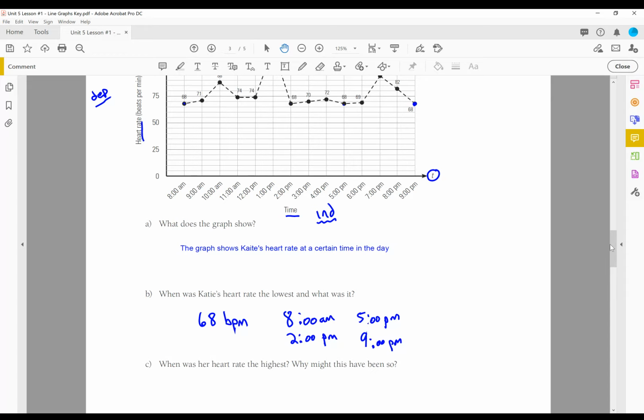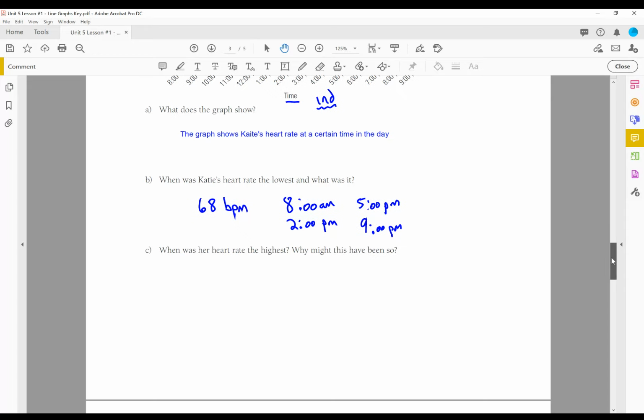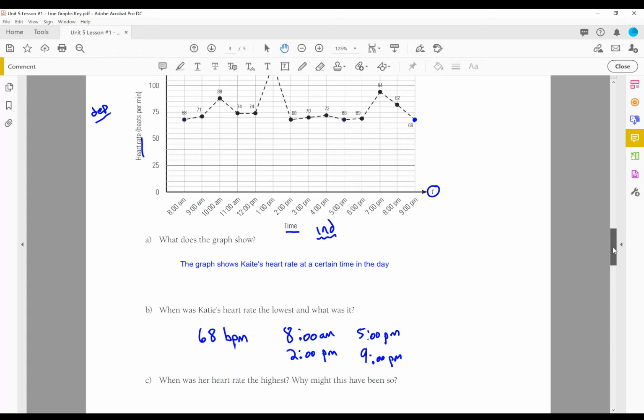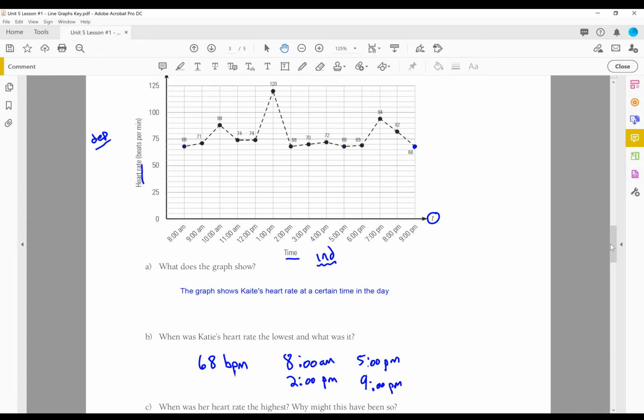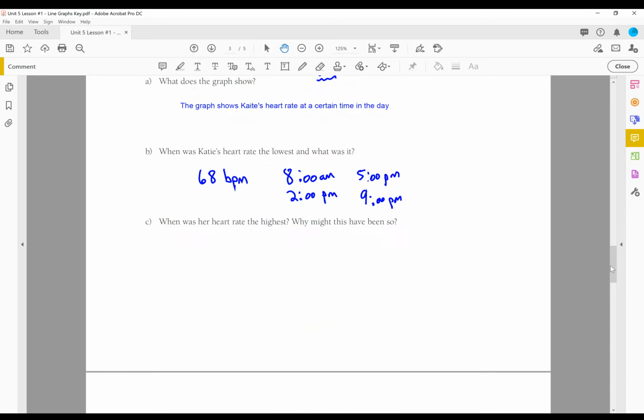And finally, C, when was her heart rate the highest and why might this have been so? So we can see right here, her heart rate was way higher than average. It's 120 beats per minute, and that was at 1 o'clock p.m. So at 1 o'clock p.m., her heart rate was 120 beats per minute.